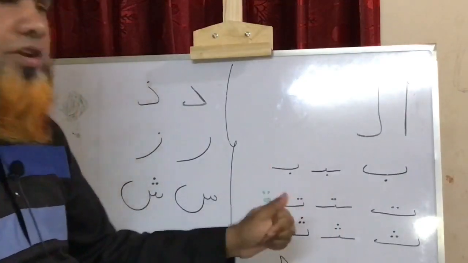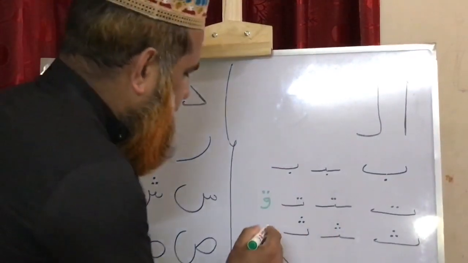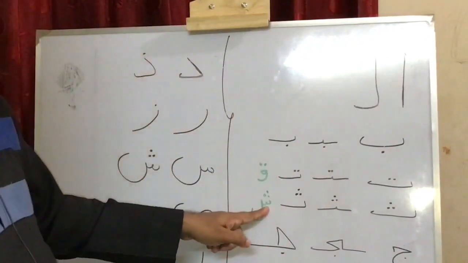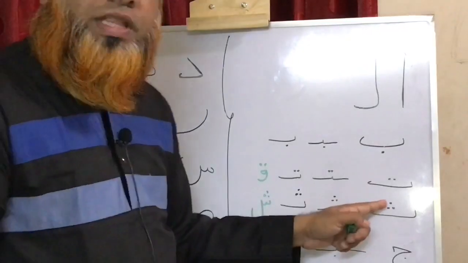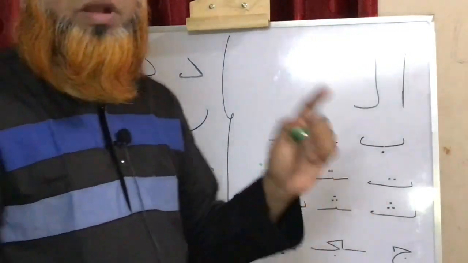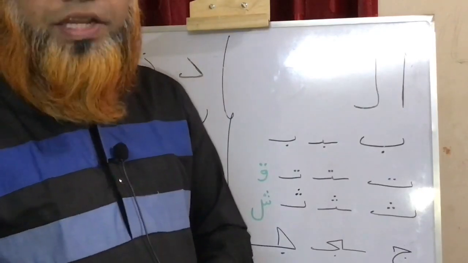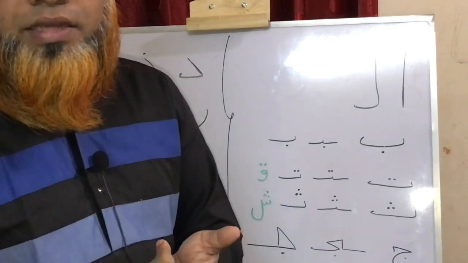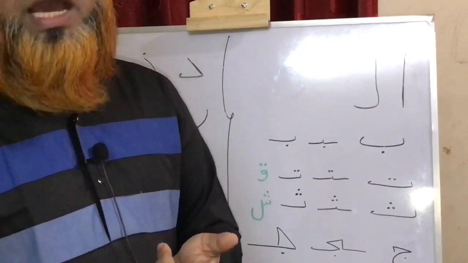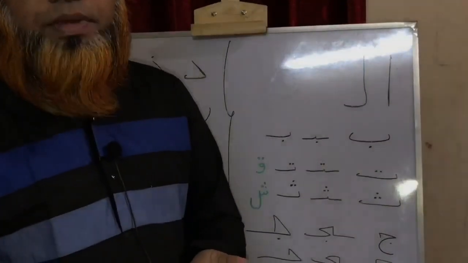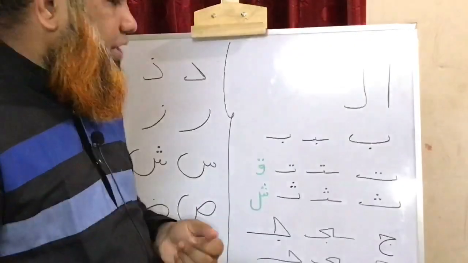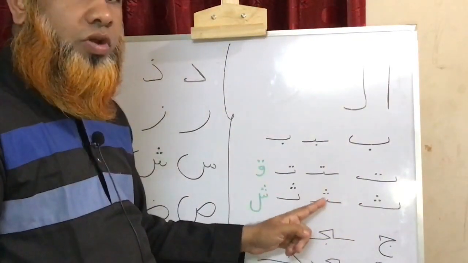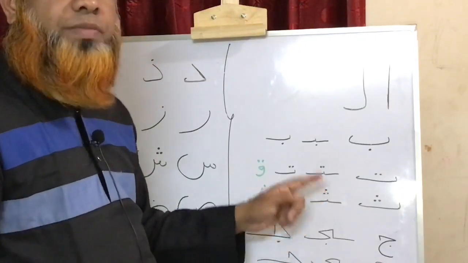But if we see 3 dots on top with 3 curves, it will be shin. But 3 dots without 3 curves will be tha. There are 2 letters which have 3 dots on top. One is tha. It has only 1 curve, and 3 dots on top. The one with 3 curves and 3 dots on top is shin, which we'll learn later. So tha is 1 curve and 3 dots on top.